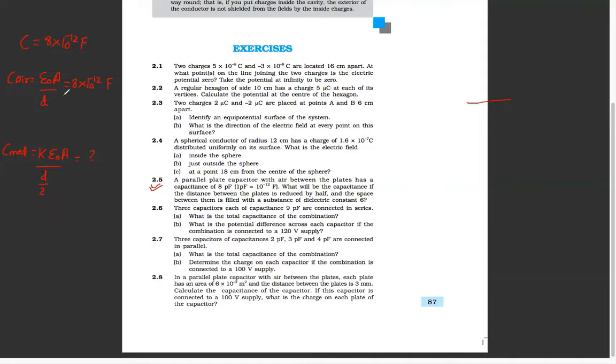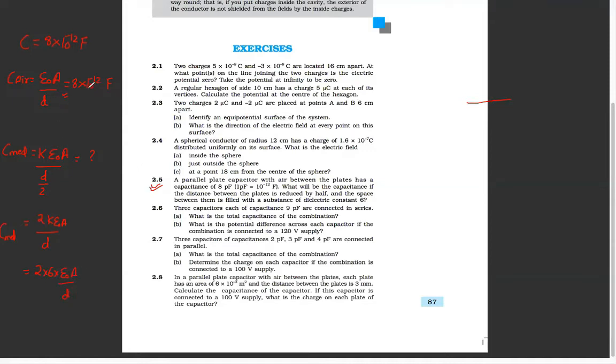So if capacitance in air is 8 into 10 raised to the power minus 12, then the capacitance in medium would be K epsilon naught A by D by 2. I can take this 2 in the numerator. So capacity in medium is twice K epsilon naught A by D. Next, you can easily substitute the value of K. The value of K is 6. So it's 2 into 6 into epsilon naught A by D.